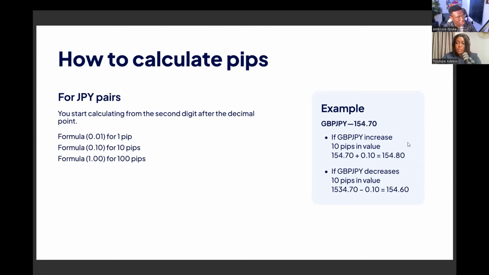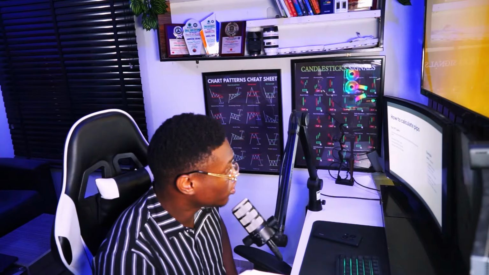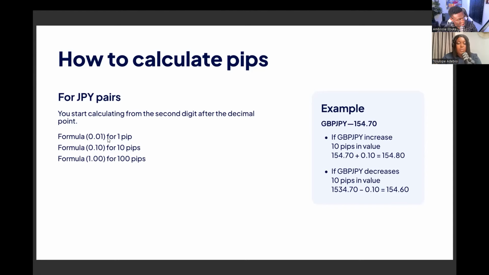Now, if you look at the JPY pairs, the currencies that are paired with JPY, you would notice that the calculation starts from the second digit after the decimal point, which is 0.01. Can you see that? The first one was 0.0001. The JPY pair starts from 0.01, the second digit after the decimal point, rather.